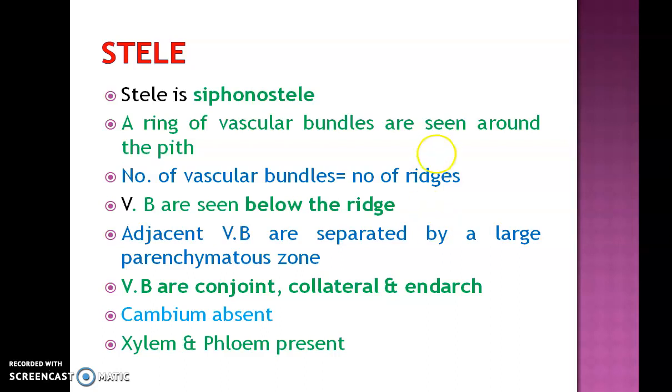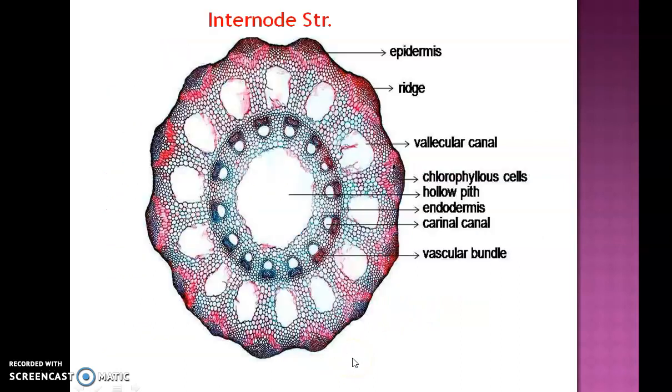The stele is mainly a siphonostele. It consists of a ring of vascular bundles seen around the pith. Vascular bundles are usually seen below the ridges, and the number of vascular bundles corresponds to the number of ridges. Moreover, the adjacent vascular bundles are separated by a large parenchymatous zone, and each vascular bundle is conjoint, collateral as well as endarch in nature. Cambium is usually absent. Xylem and phloem are also present.